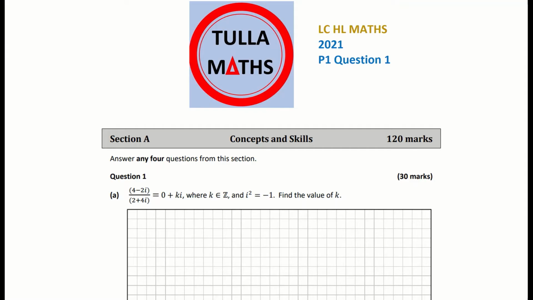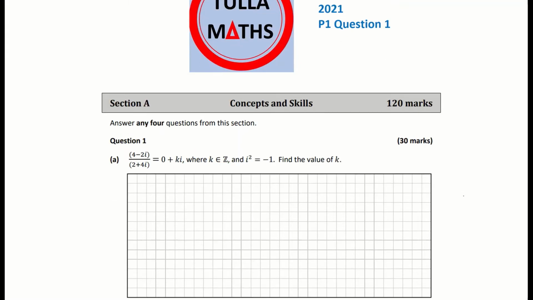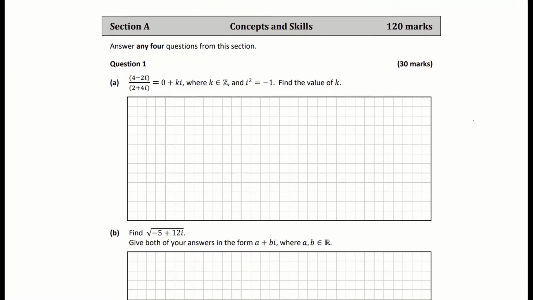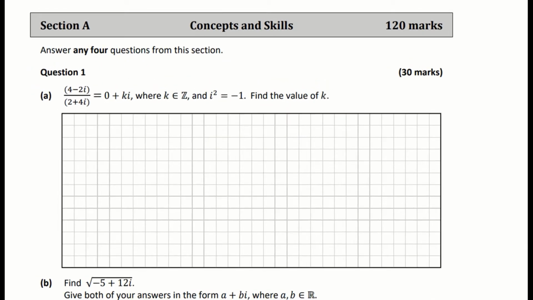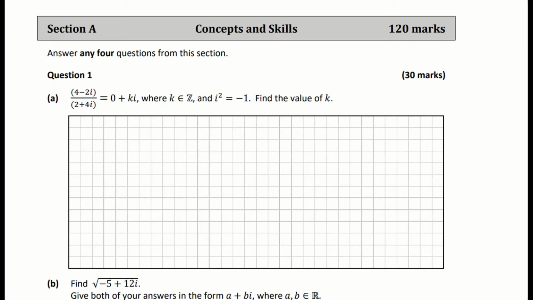In this video, we're looking at question 1 on paper 1 of the 2021 Leaving Cert Higher Level paper. This is the complex numbers question. The first part has it set up as a fraction equal to 0 plus ki. A couple of different ways you can do it. You can use your division of complex numbers if you want, multiply the denominator by the conjugate of the denominator, or you can use your identities similar to your algebraic identities that you might have studied. So that's the method I'm going to approach here.